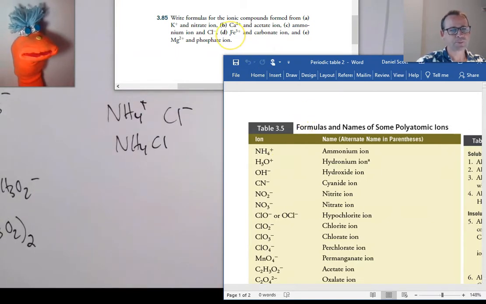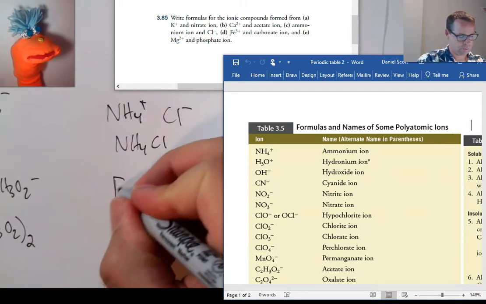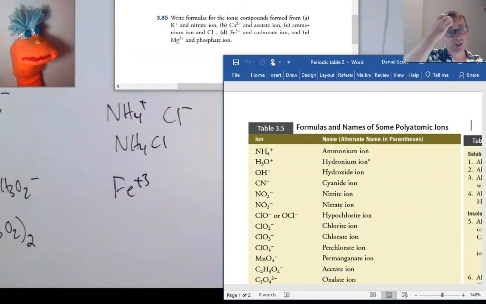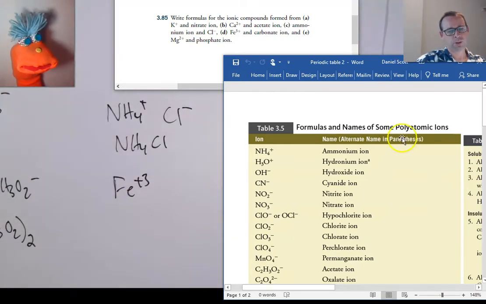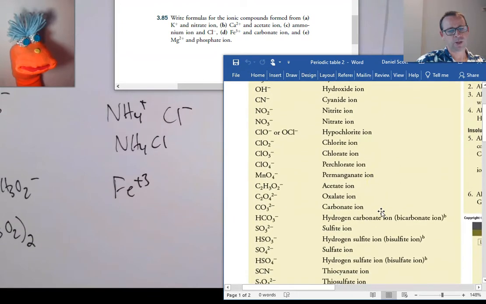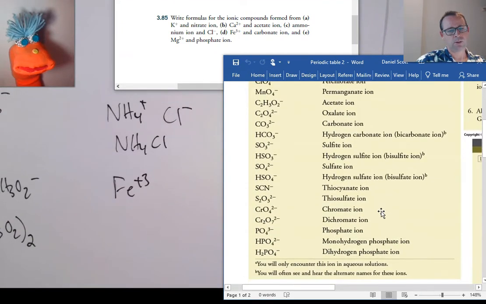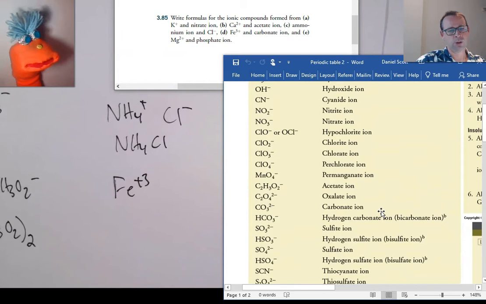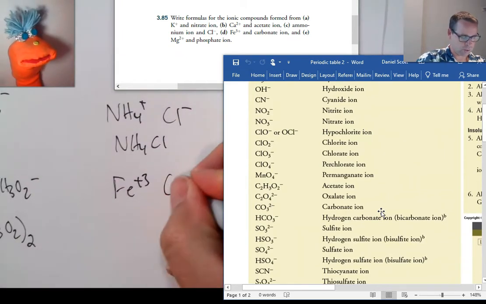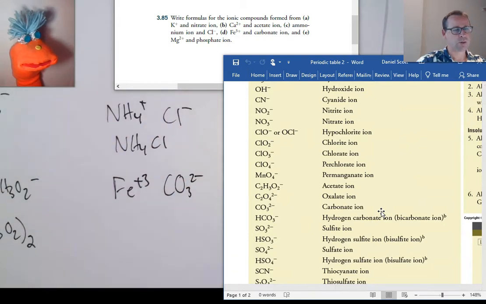Okay. D. Iron with the +3 charge. Very good. That's iron. Did you look that up on the periodic table? Yeah, I was looking that up while you were explaining it. And carbonate. Where's carbonate? Okay, so we look at our list here, see if we can find the carbonate ion. I see it. There it is. CO3 2 minus. Very good.